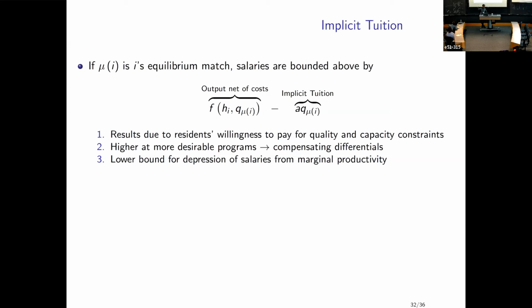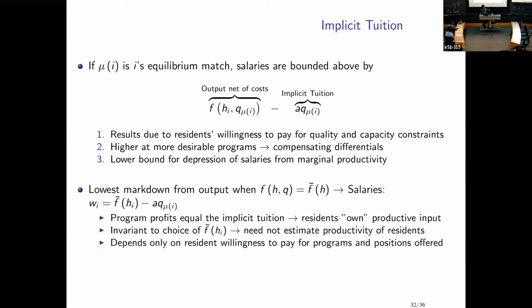Okay, so that also results in compression. And it results precisely because residents are willing to pay for training at higher quality programs. Just like, you know, you don't necessarily want to go to the PhD program that pays you the highest stipend. You want to think about the future for yourself. And so it's kind of like a compensating differential. It's not exactly a compensating differential because it's not that the utility at every program is different. It's a lower bound for the salary depression in a general class of models. In fact, the bound is achieved when F only depends on H.